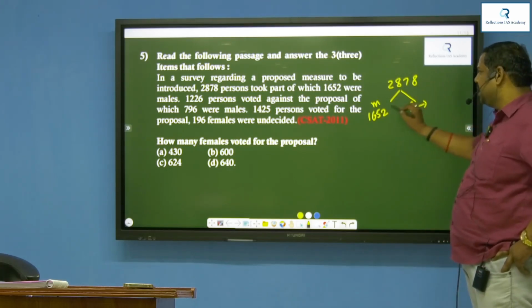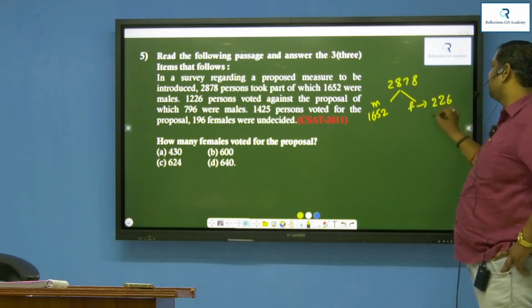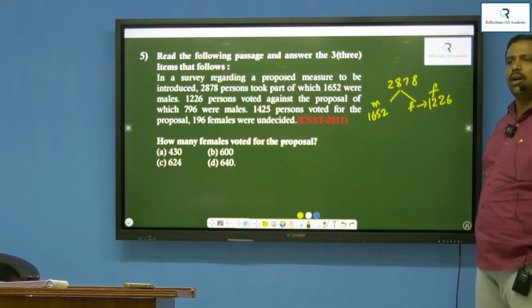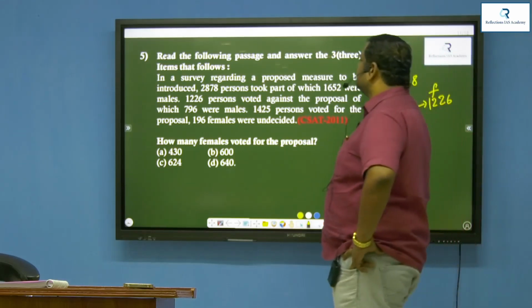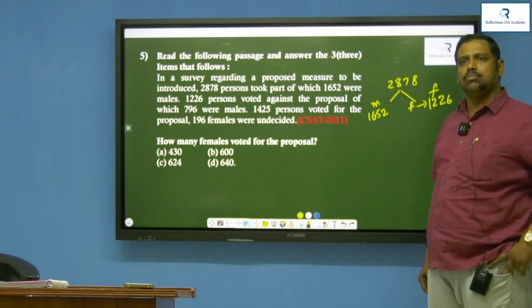Females means difference, right? 8 minus 2, 6. 7 minus 5, 2. 8 minus 6, 2, and 1. So 1226. These are males and these are females. Okay, good. Next one. 1226 persons voted against the proposal.